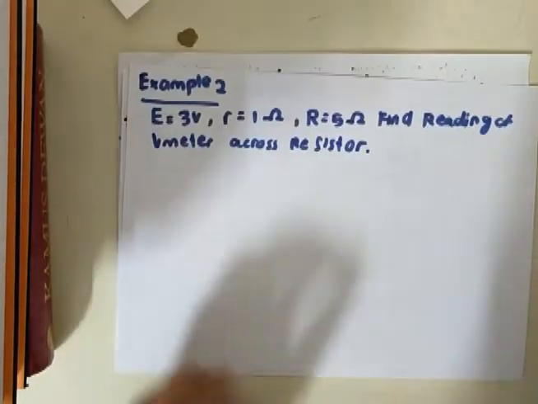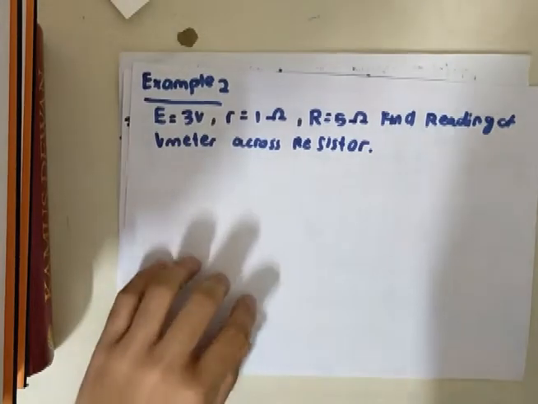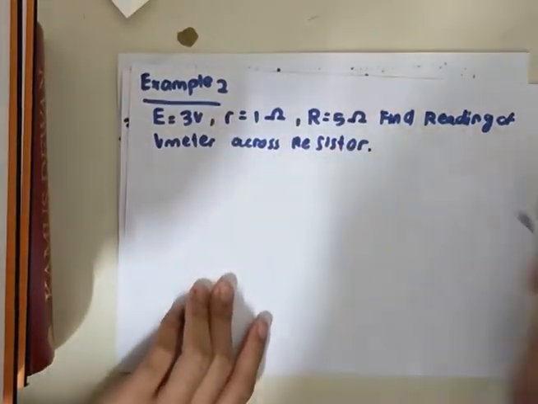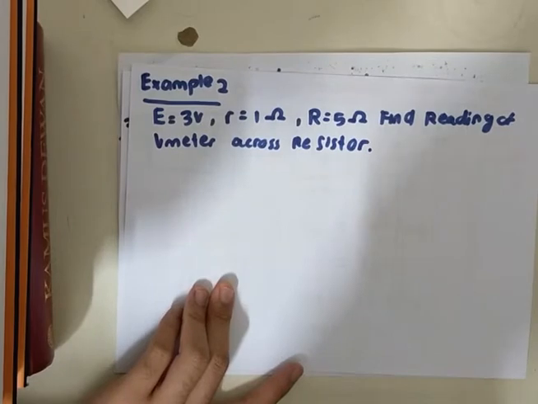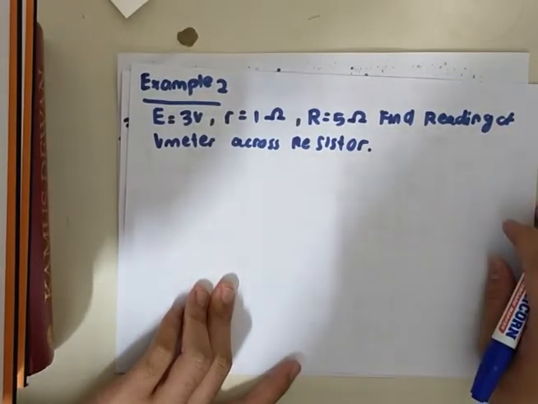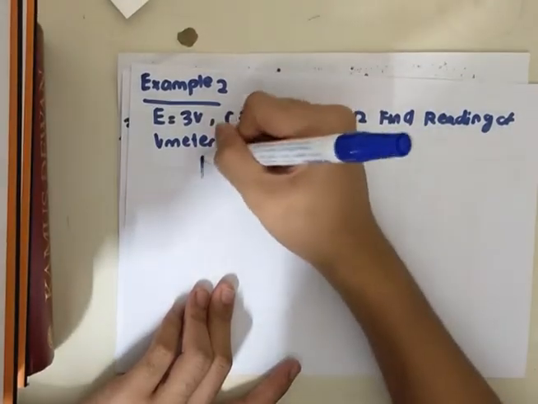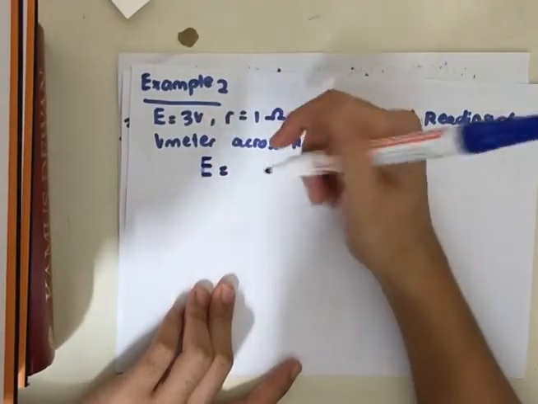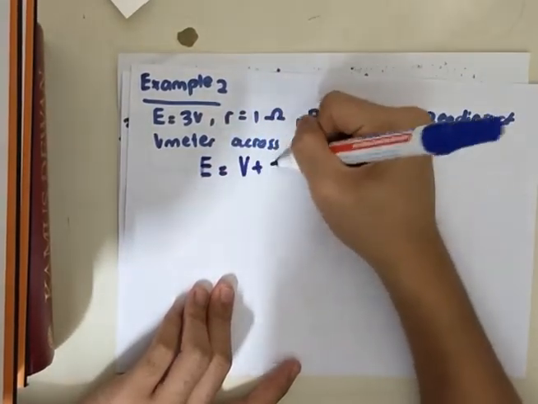Here we have another question. E equals 3V, R equals 1 ohm, R equals 5 ohm. Find the reading of the wattmeter across the resistor. So this is E equals V plus IR.